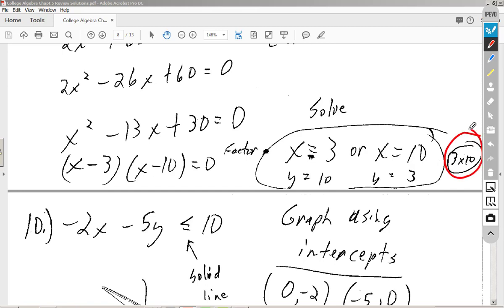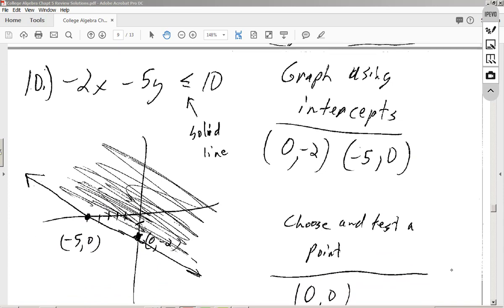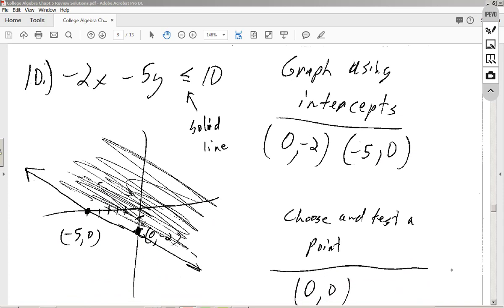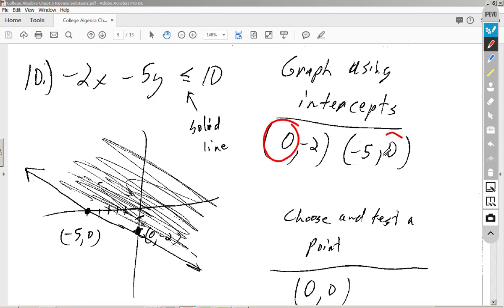Okay, on number 10, it wants me to go ahead and graph this equation. It says I've got negative 2x minus 5y is less than or equal to 10. So the first thing I'm going to do is graph this using my intercepts. So remember my x-intercept and my y-intercept. Your x-intercept is when y equals 0, and your y-intercept is when x equals 0.